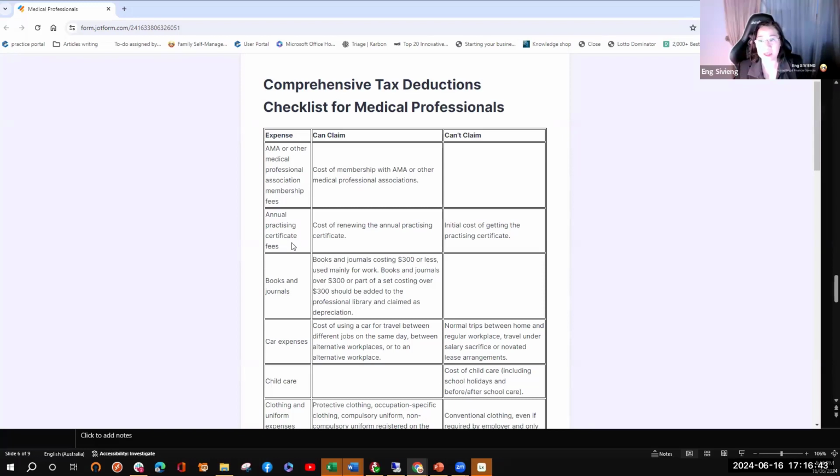Your annual practicing certificate fee is all deductible. In another column here, I list things that you can't claim. If it's the initial cost of getting that practicing certificate, then it's capital, so you can't claim it.